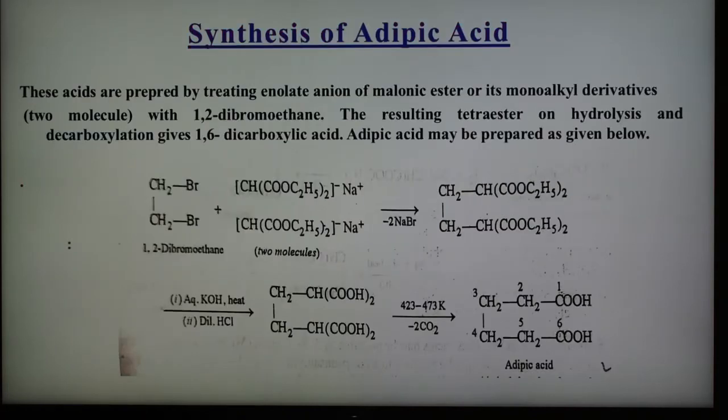formation. And this is another one: dicarboxylic acid, adipic acid, can be synthesized, and these acids are prepared by treating the enolate anion of malonic ester and monoalkyl derivative, 2 molecules, with 1,2-dibromoethane. The resulting tetraester on hydrolysis and decarboxylation gives a 1,6-dicarboxylic acid. So adipic acid is a 1,6, that is, the COOH groups are present on the first and sixth carbons, and the reaction is shown here.